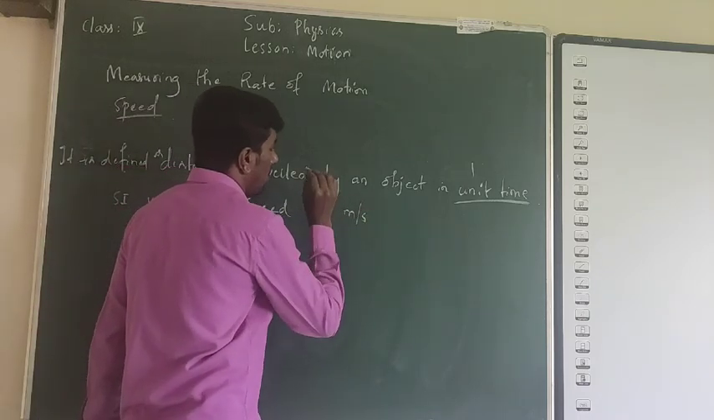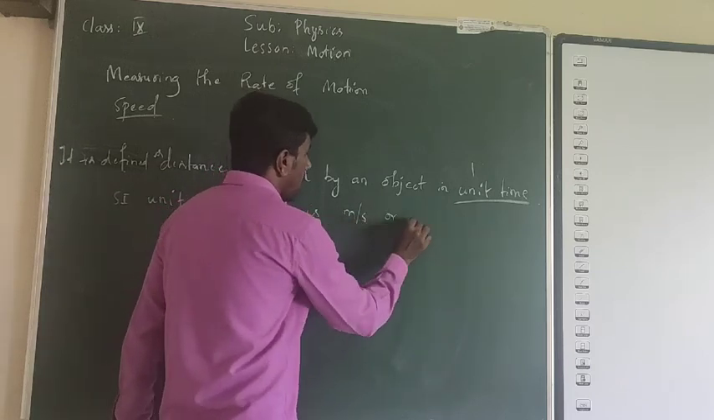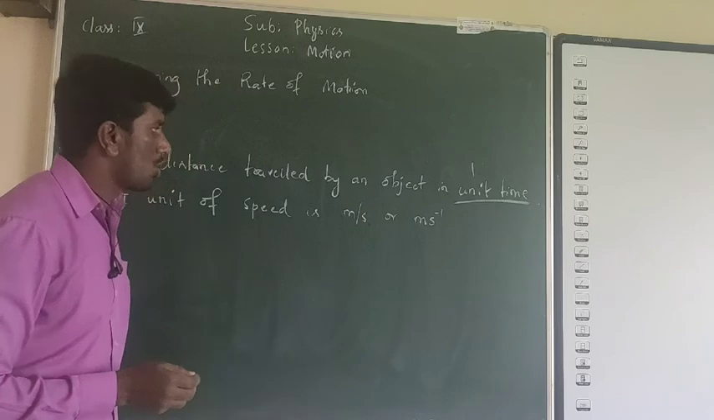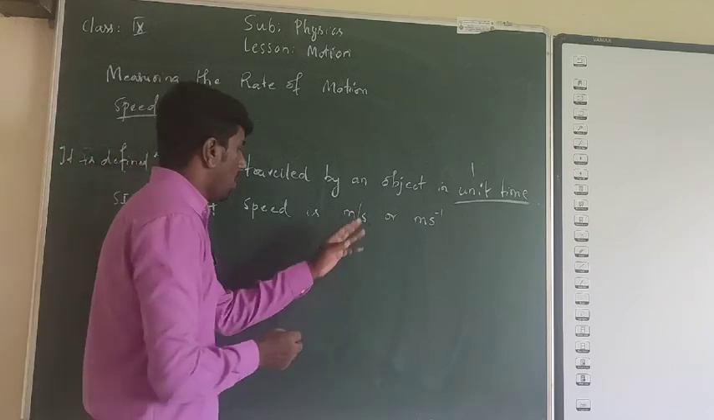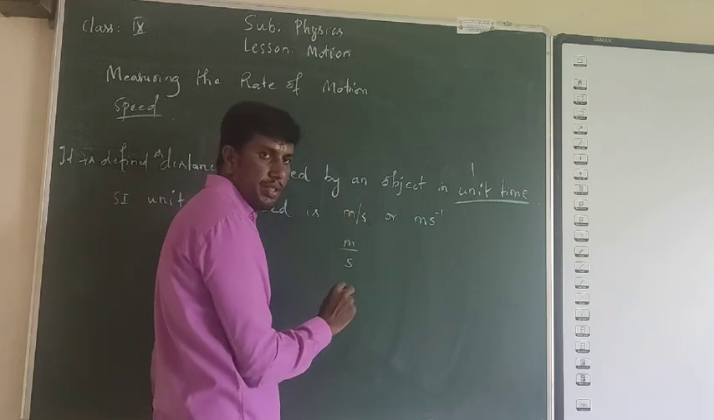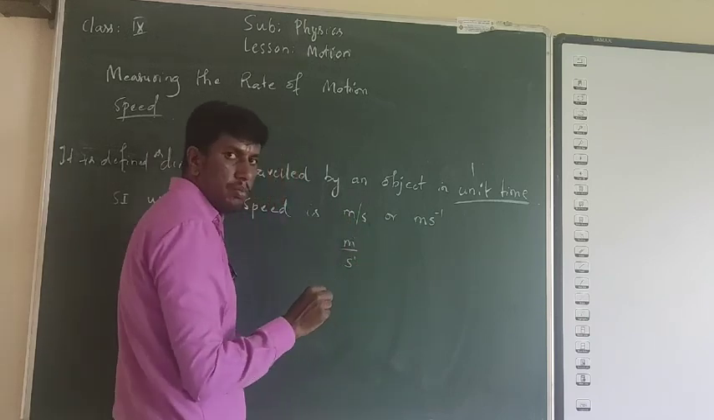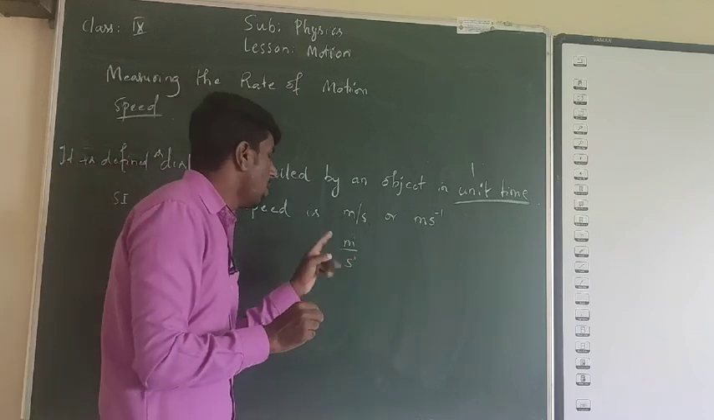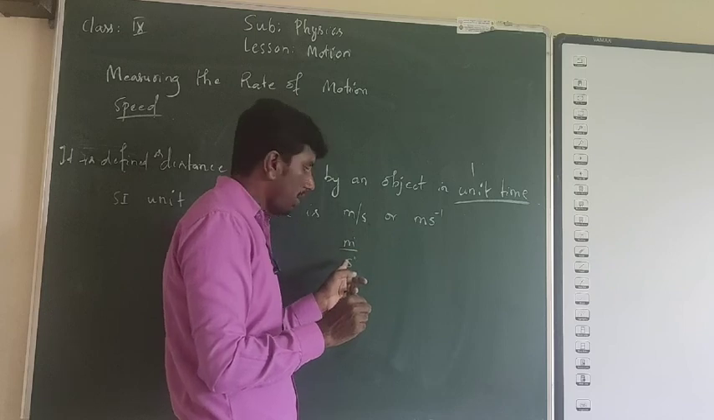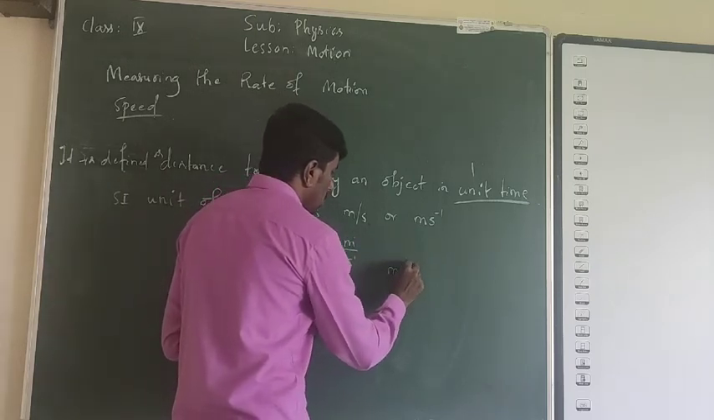meter per second, or we can write it like this also, m s to the power of minus 1. Why? Since it is meter per second, that is meter divided by second, the power will be 1. If you bring s to the numerator, what will happen? s to the power of minus 1.